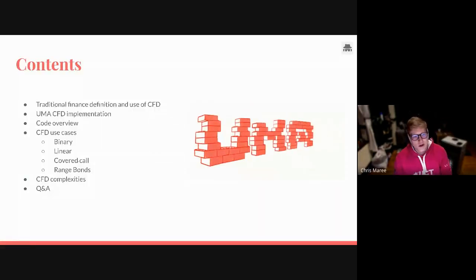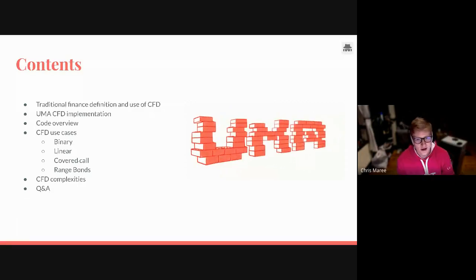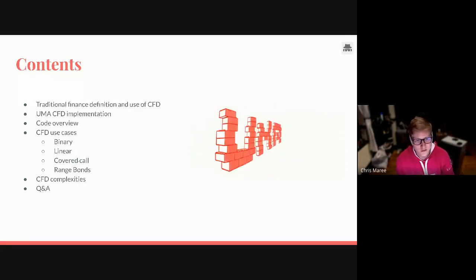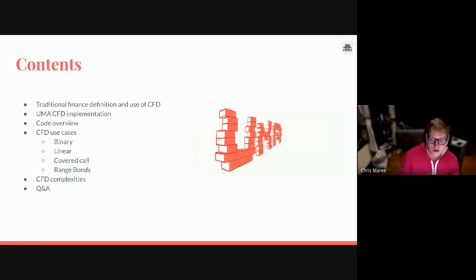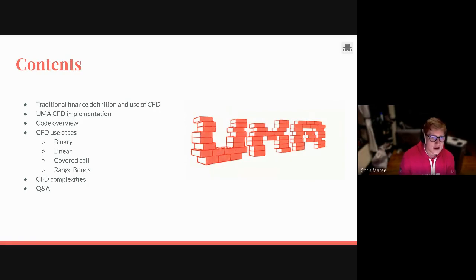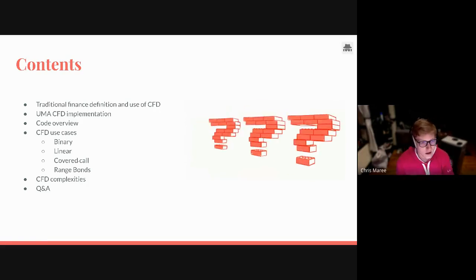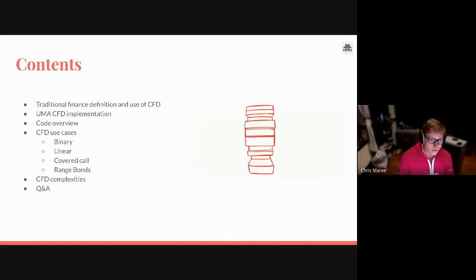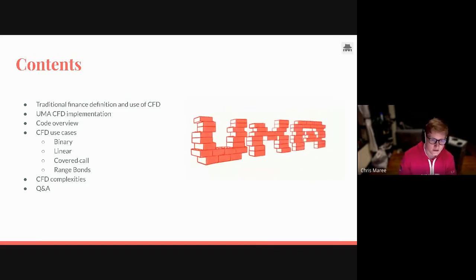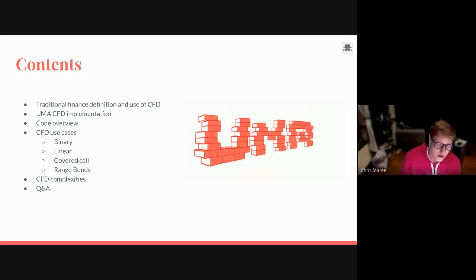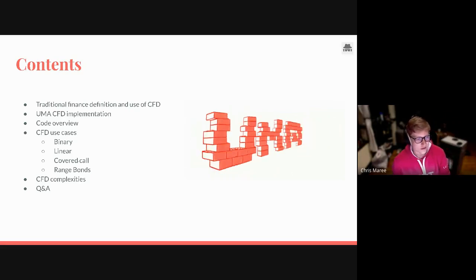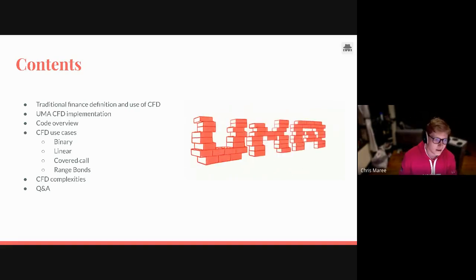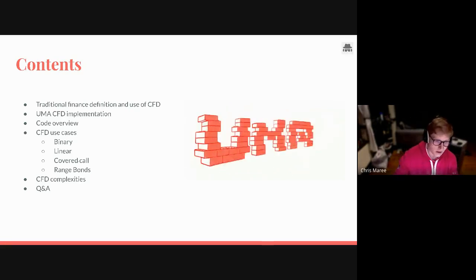So basically what we're going to talk about today is we're going to start talking about traditional CFDs very briefly. We'll look at the UMA CFD implementation. We'll very briefly look at some of the code and how simple that is. And then we're going to dig into the four main use cases that we've got for CFDs, which are binary payouts like betting markets, linear CFDs, covered calls, and range bonds. And then we'll dig into some of the complexities and difficulties with using CFDs in production and some of the difficulties when it comes to market making them.